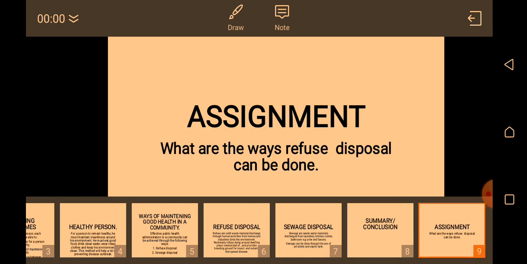Your assignment for the week: what are the ways refuse disposal can be done? How can we dispose of our refuse? I'll be waiting for your response so we can mark it and also know where to start from.